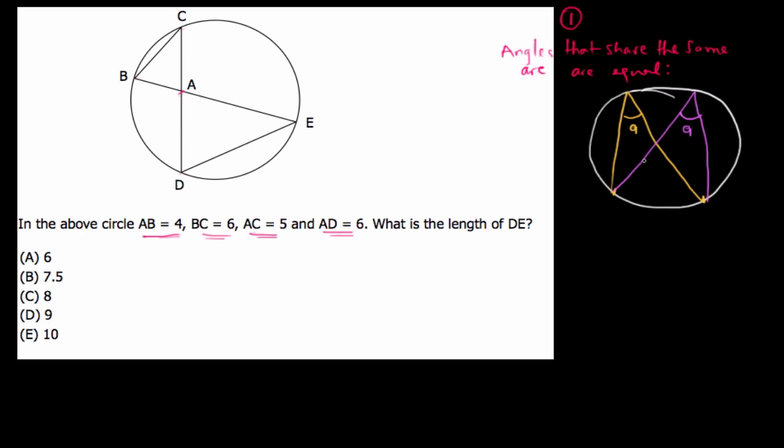Similarly, if you have another one, say probably you have something like this and then something like this, for the mere fact that they share the same arc, then their angle here must be the same. So if this is A, this must be A, and this must be A. Alright, now that we know that, let's now come back here to the question that we have.